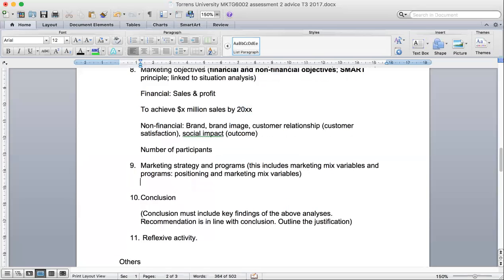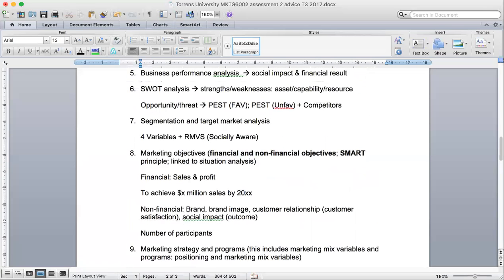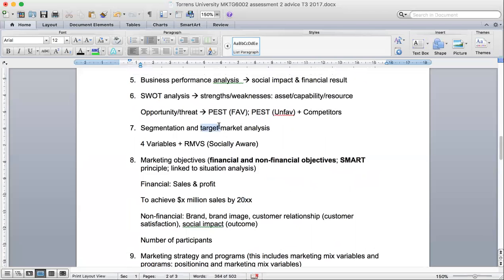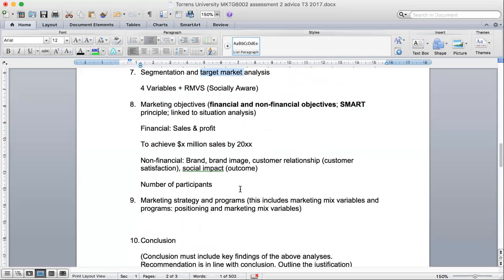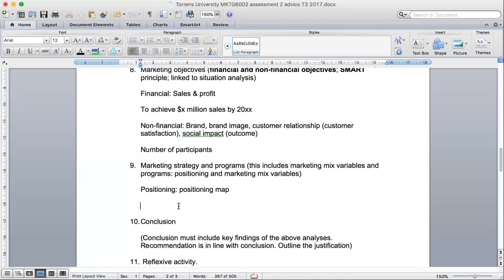Now, the next one is the marketing strategy. The term marketing strategy actually includes target market. That's the one that we discussed up there. So when we talk about target market, we are actually entering the marketing strategy area. And the other thing is positioning. In terms of positioning, I would strongly recommend having a positioning statement and a positioning map. Remember the drawing.